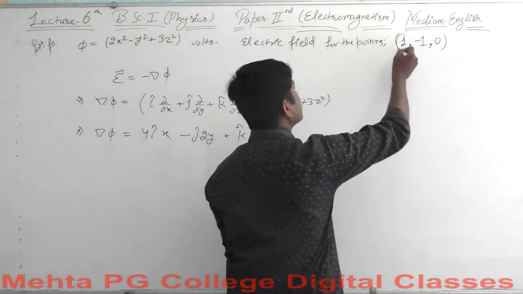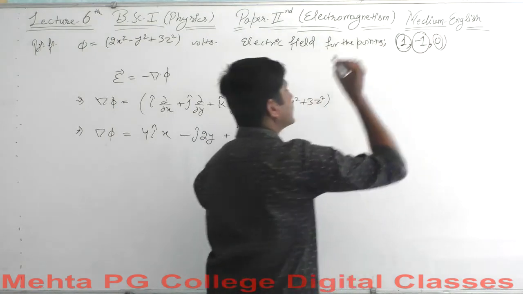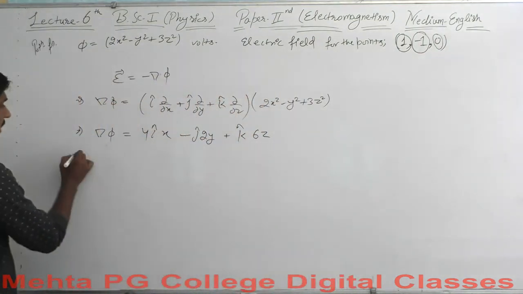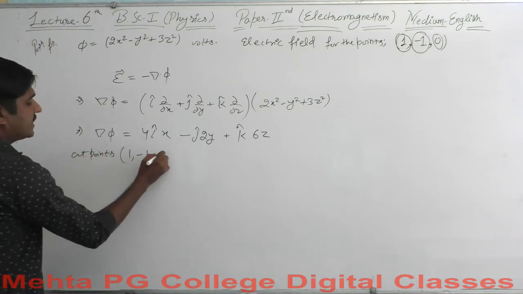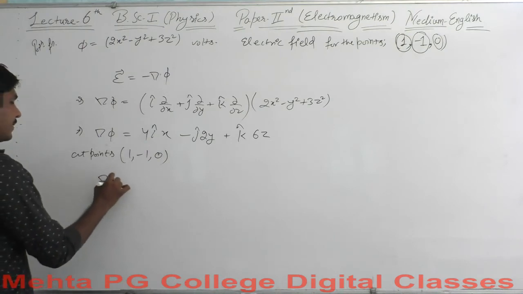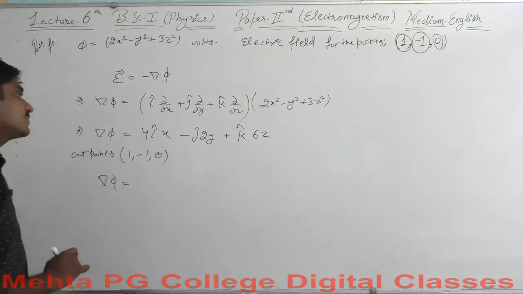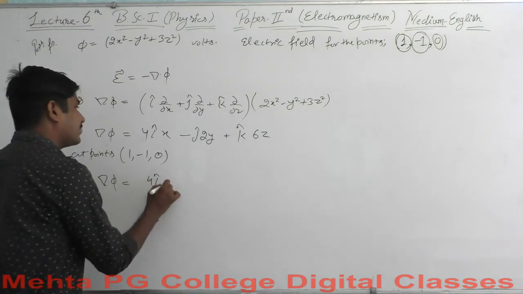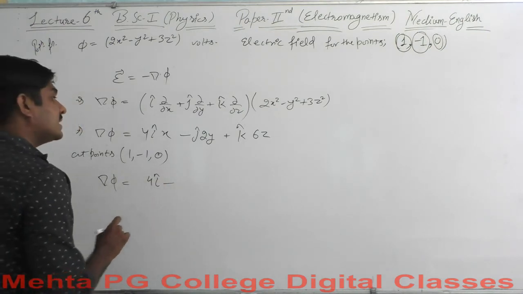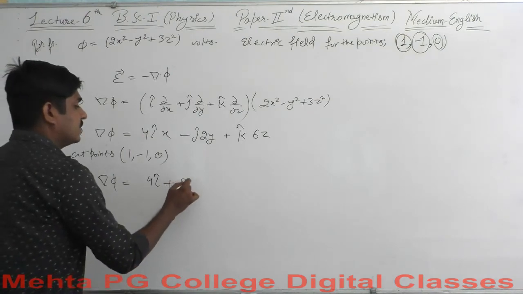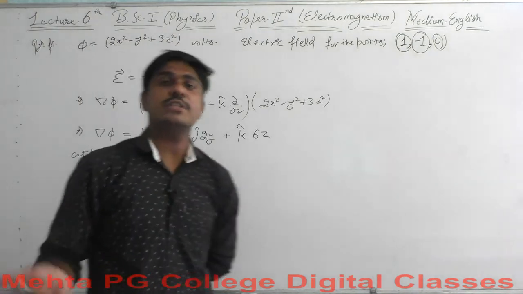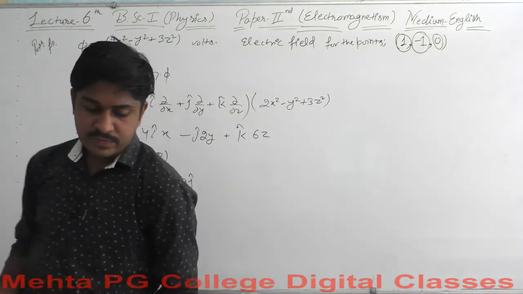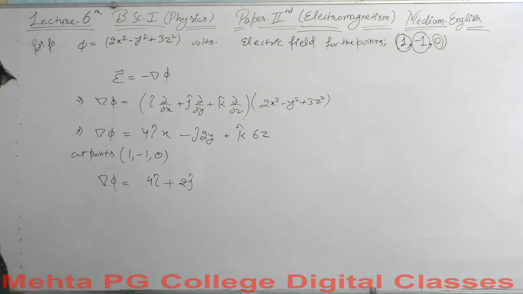For x you say this is 1, for y you say this is minus 1, and for z you say this is 0 at points 1, minus 1 and 0. Del phi will equal, using x equals 1, 4 i cap, minus y is equal to minus 1, so this will be plus 2 j cap, and as z is 0, the k cap component will not exist. Either you say this is 0 k cap, or you need not write that.